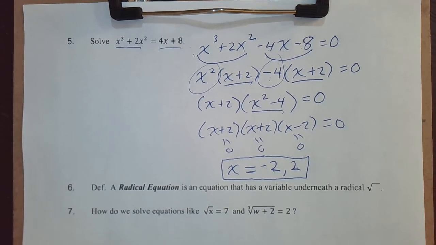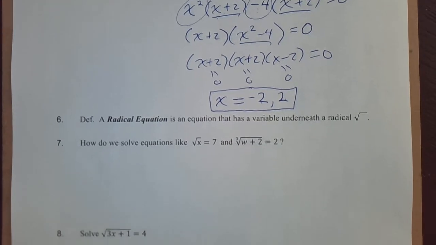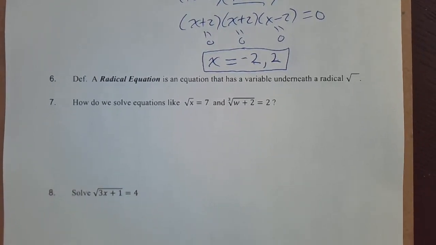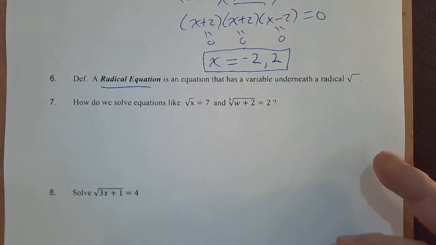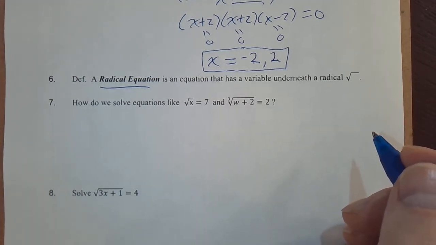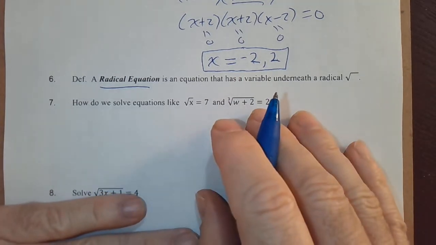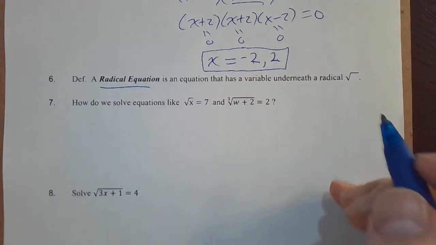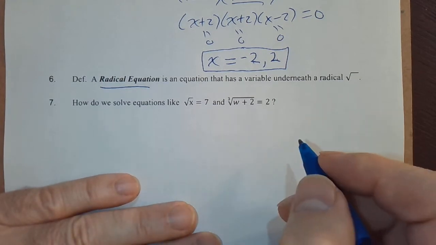Okay, that's the last of the polynomial equations. Now let's move on to radical equations. A radical equation is an equation that has a variable underneath a radical. Very simple. Before I do a recipe, I'm going to do some examples first, and then we'll write up the recipe. Let's see if it's a little bit intuitive how we can solve these.